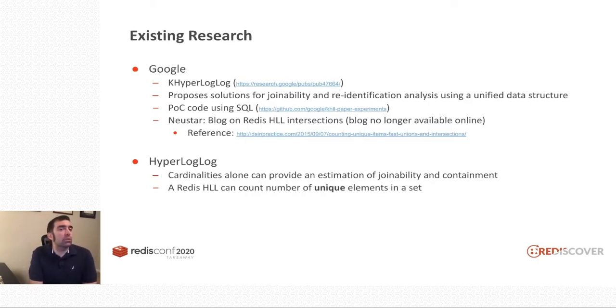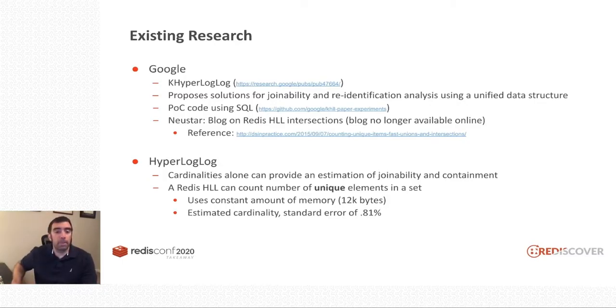It's a probabilistic data structure, so it's not as precise as doing a pure Redis set operation. However, it has a huge efficiency in memory usage. It uses a constant amount of memory, approximately 12 kilobytes, and it is extremely quick at adding elements to a set and computing the estimated cardinality of a set. There is a standard error of 0.81% because of its probabilistic nature.